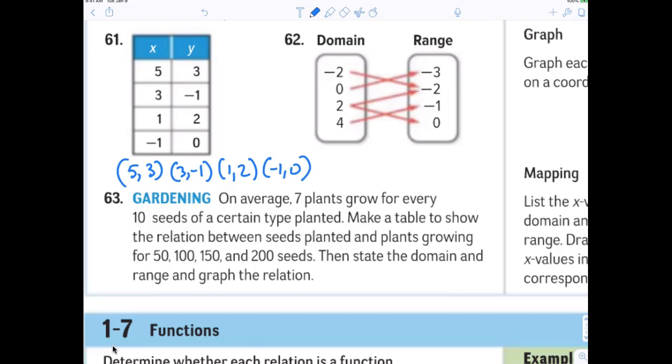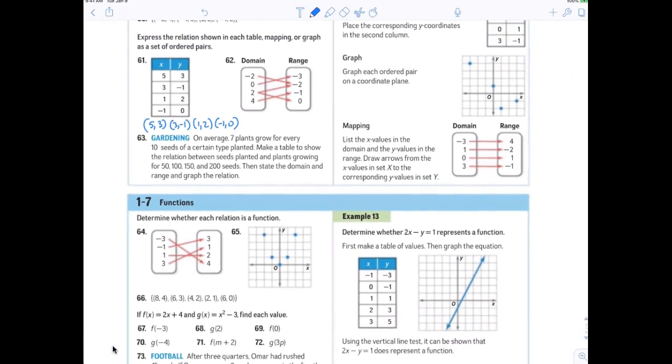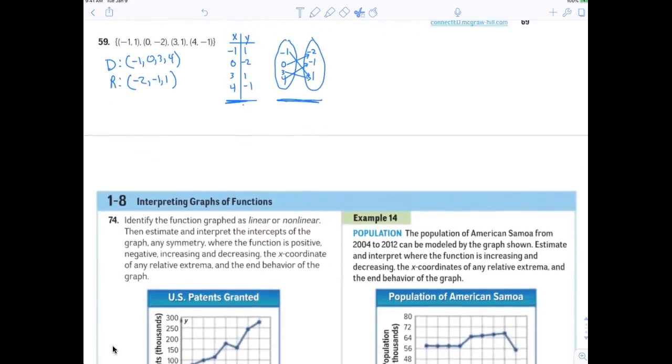All right, let's read 63. It says, on average, 7 plants grow for every 10 seeds. Make a table that shows the relationship between seeds planted and plants grown. Okay, so this one I think is kind of nice. All right, so we're going to make a table for this. I'm going to go ahead and just copy this down so we can see it. Let's put it right over here.